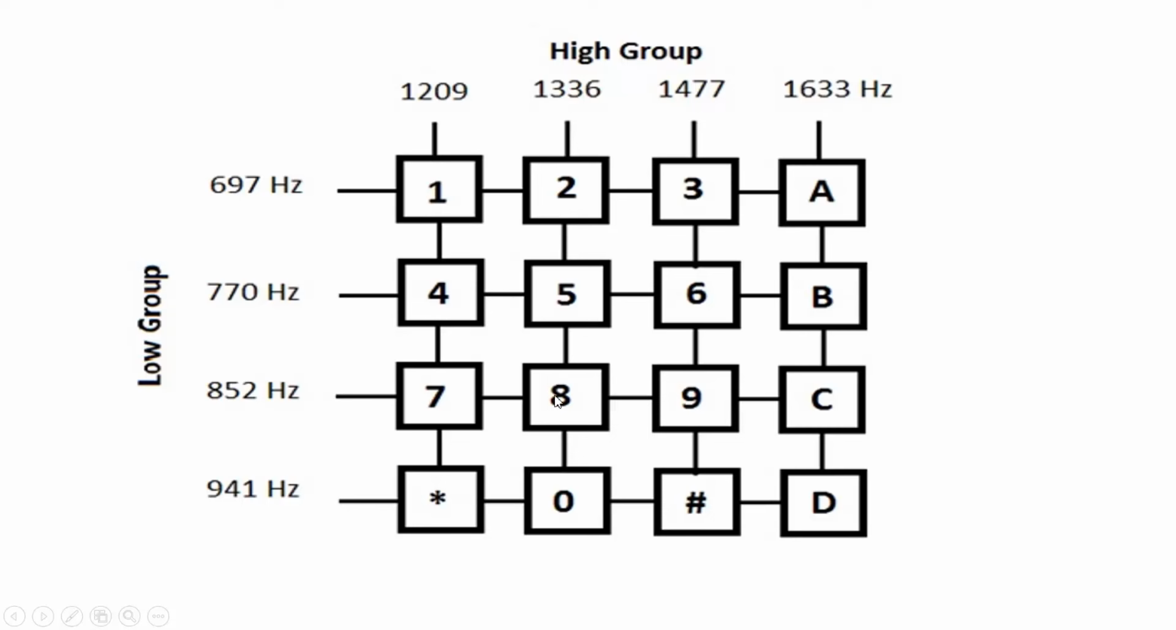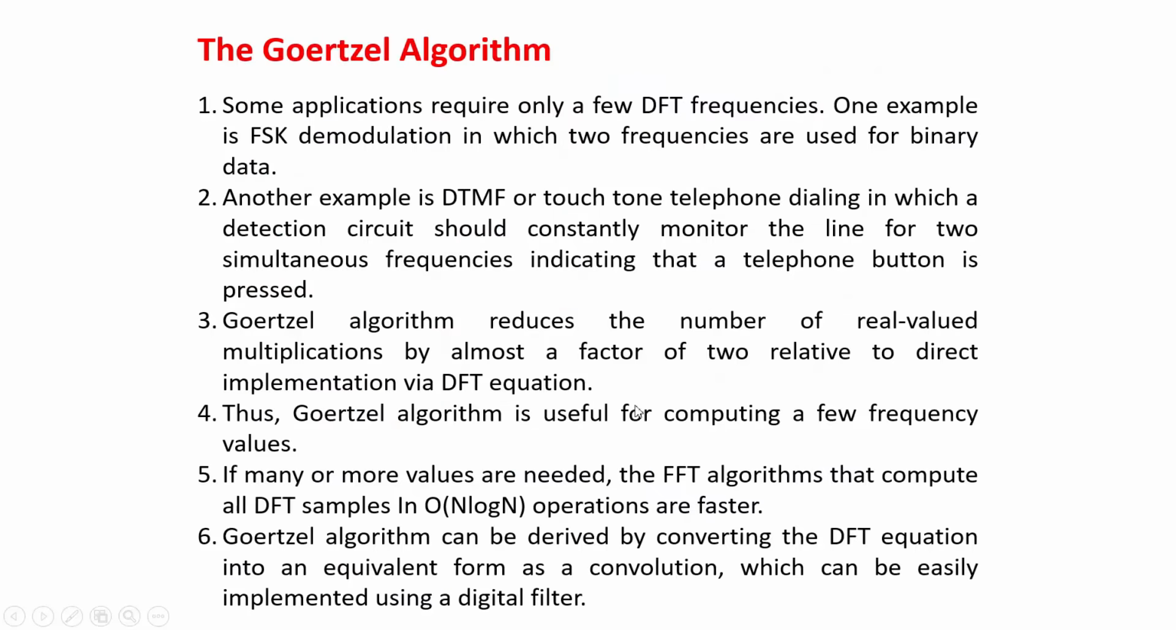When 8 is pressed, the frequencies transmitted will be 852 and 1336. Again, he will come to know that 8 was pressed. So the problem at hand is to demodulate or to detect certain frequencies, not all the frequencies. Therefore, the Goertzel algorithm will be used in that context.